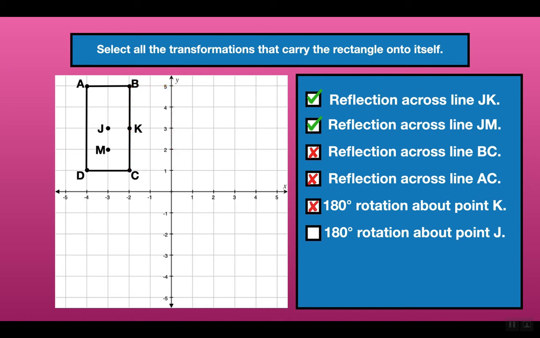Okay, let's go to our last answer choice. A 180-degree rotation about point J. By the way, when it says about point J, that means the center that you're rotating it around is point J. Point J is exactly in the center of our rectangle. So if we rotate it 180 degrees about point J, it's going to do that.